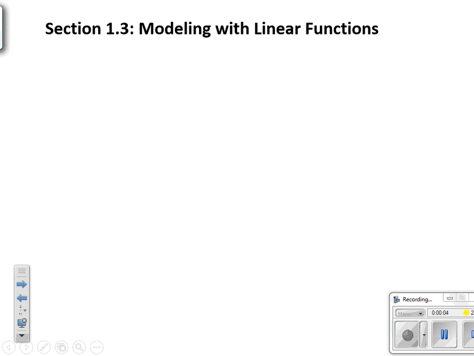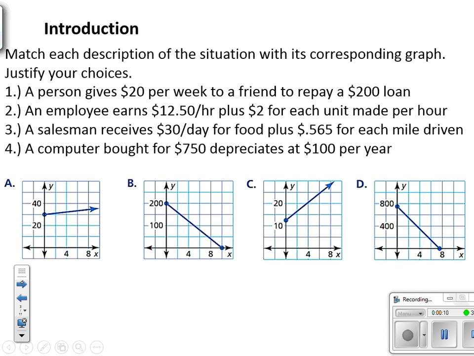Welcome to Algebra 2. We're on section 1.3 today, modeling with linear functions. All right, our introduction for today. We've got 4 different graphs, each describing a different situation happening in real life. What we need to do is decide which graph is modeling each situation.